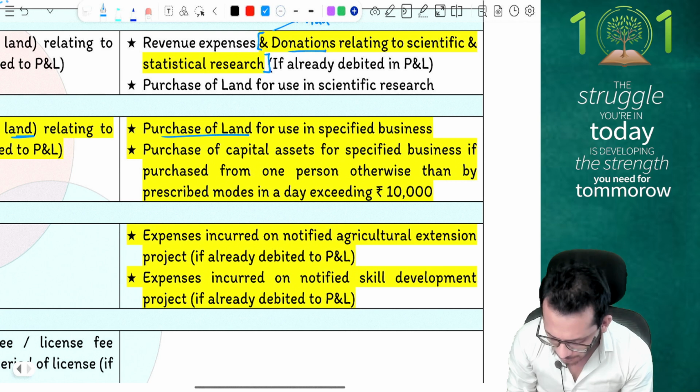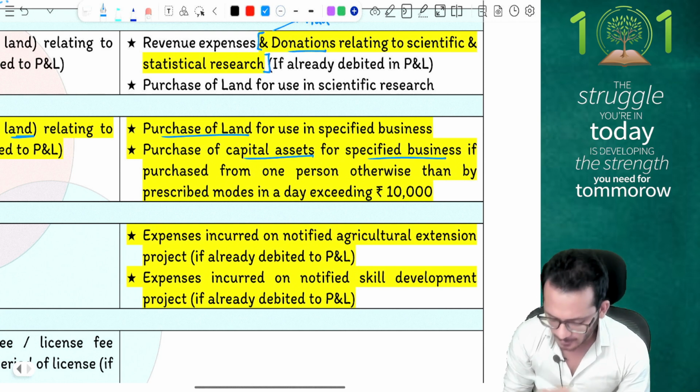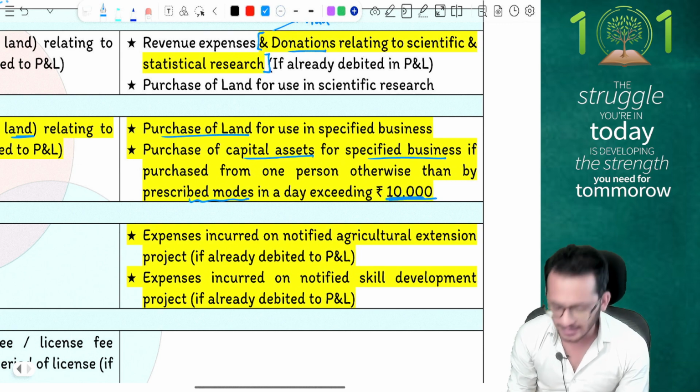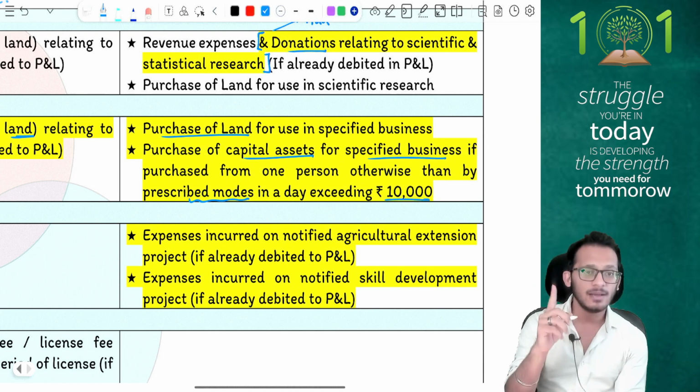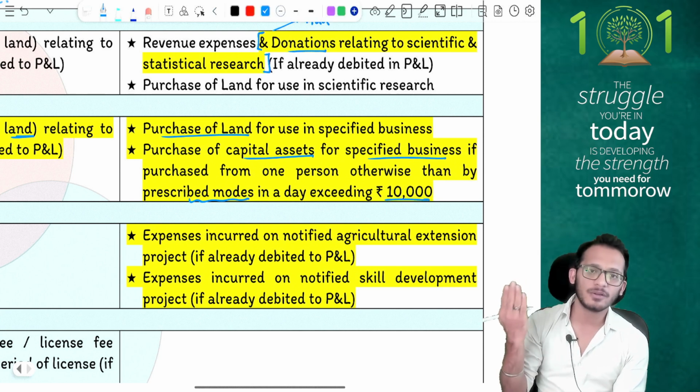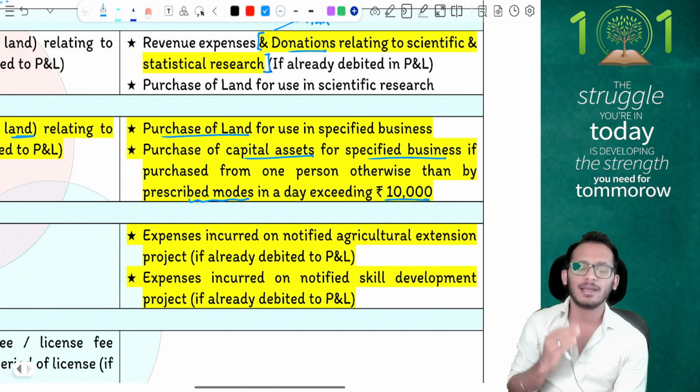Second, ignore all those capital assets which have been bought for specified businesses if they are purchased by prescribed modes in a day exceeding 10,000 rupees. So if you're going to purchase it for a price exceeding 10,000 rupees, you cannot claim it as a reduction, people. So therefore, if it is not there in the P&L, please ignore it off.